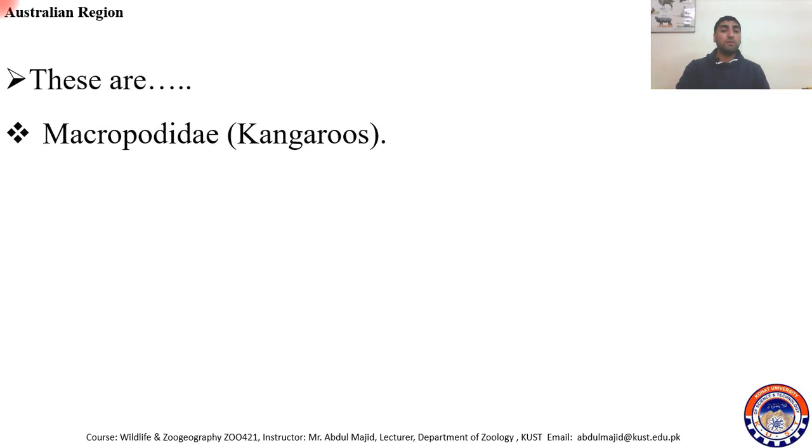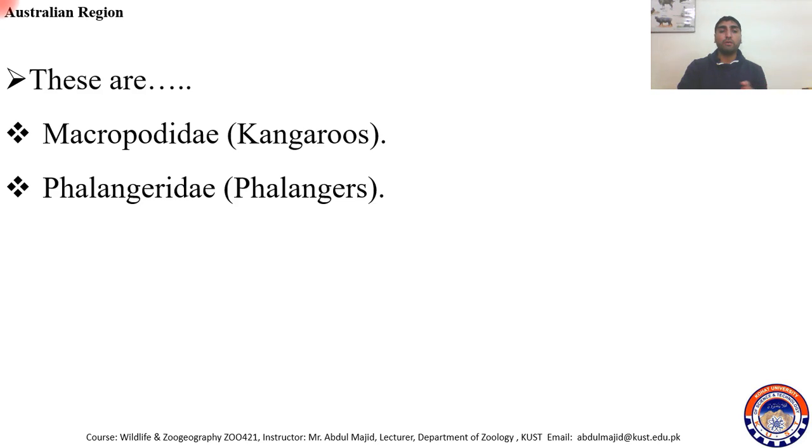These are those monotremes or the primitive mammals, marsupials. The examples of them are Macropodidae. So this family is of kangaroos and it's a marsupial.